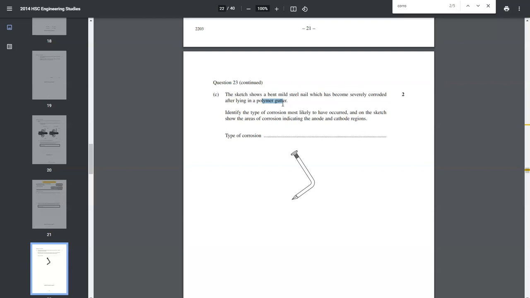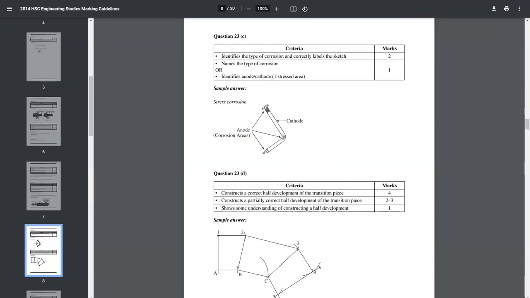So identify the type of corrosion and sketch the areas indicating where the anode and cathode areas are. Well, given that we just talked about this, it's going to be stress corrosion. And let's have a look. They've said that this area and this area have greater stress, so they're going to be the anode, and the cathodes are going to be the other two areas, both here and here. Here and here are the cathodes.